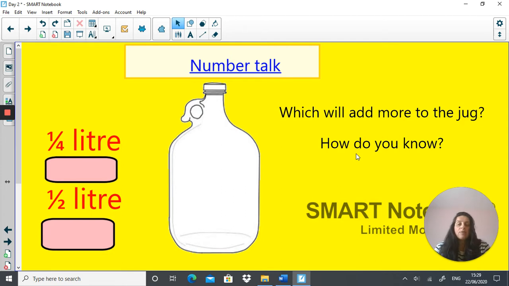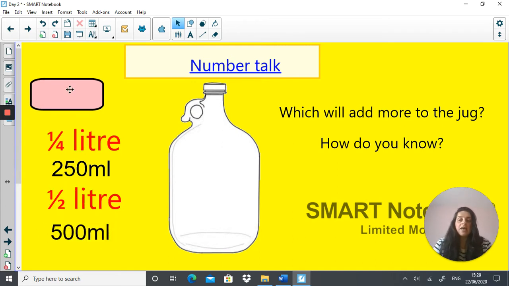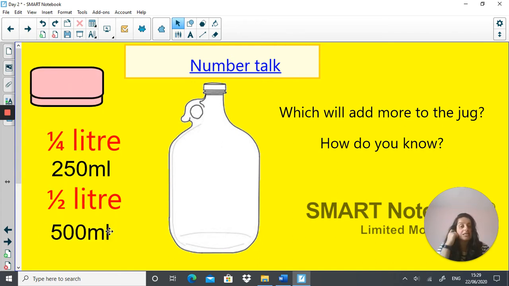Now, the answer is half a litre, because there are more millilitres in half a litre than a quarter of a litre. In a quarter of a litre, there are only 250 millilitres, but in half a litre, there are 500 millilitres. So 500 millilitres is more than 250 millilitres. Therefore, half a litre will add more to that bottle. Got that right? Good job. And if you're able to work out the equivalent measurements, even better.